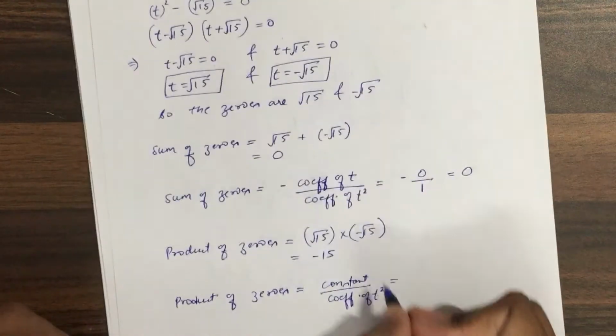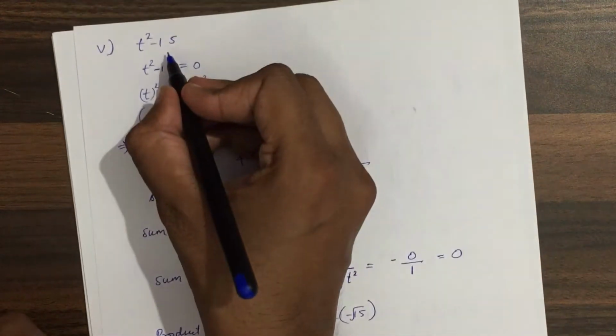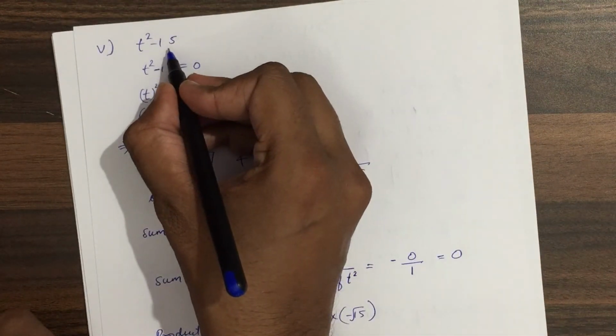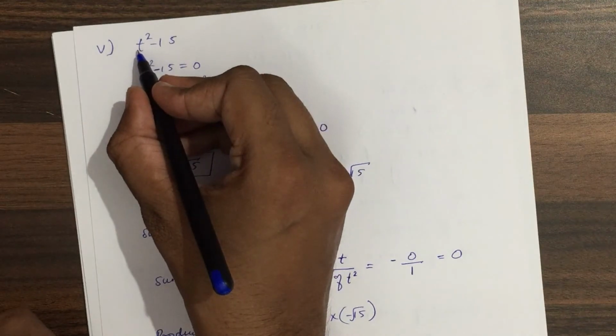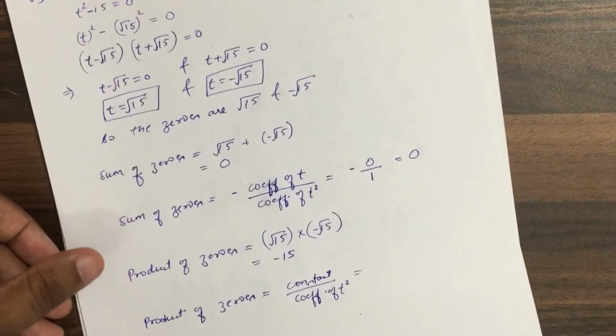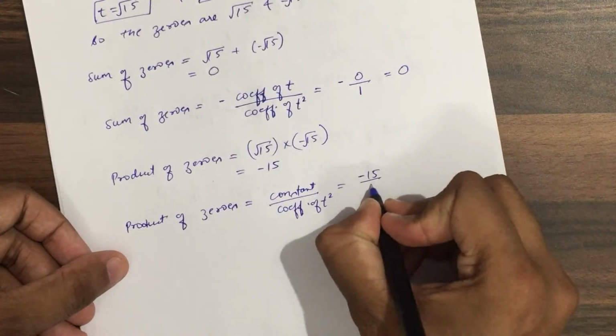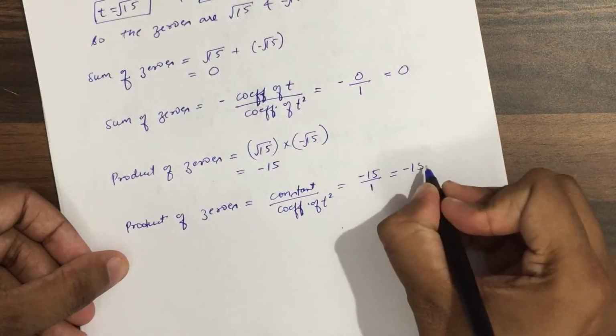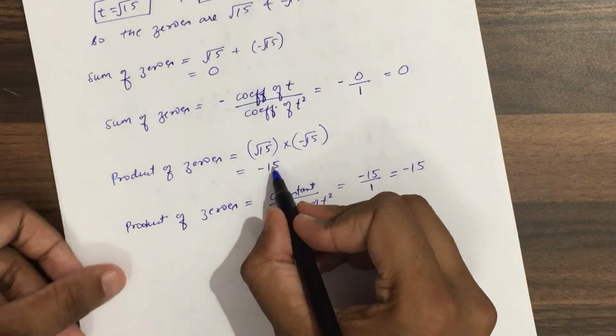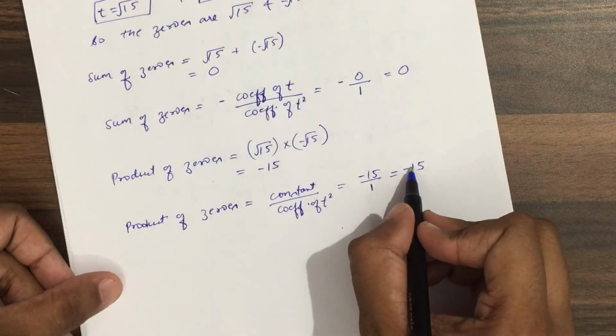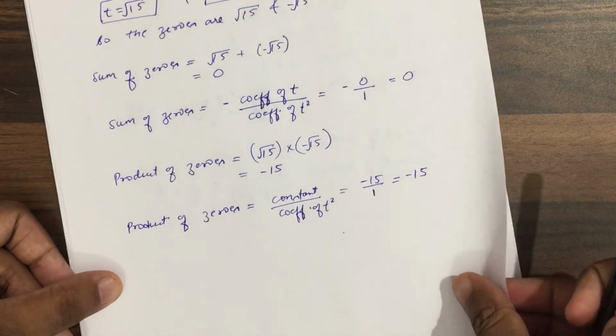So here the constant term is minus 15. You can see the constant term is minus 15 and the coefficient of t square is 1. So it is minus 15 upon 1. This will give you minus 15. So this verifies the relationship for product of zeros also. Now we will come to question number 2.